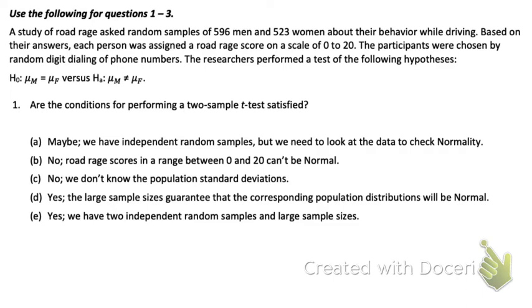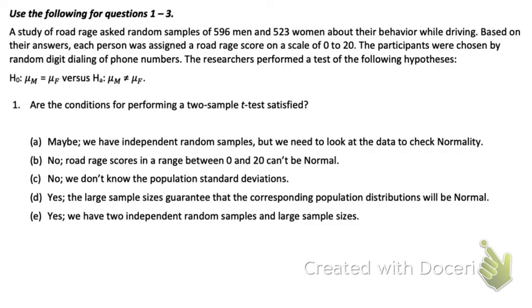A study of road rage asked random samples of 596 men and 523 women about their behavior while driving. Based on their answers, each person was assigned a road rage score on a scale of 0 to 20. The participants were chosen by random digit dialing of phone numbers. The researchers performed a test of the following hypothesis. The mean for the males equals the mean for the females versus the alternative that the mean for the males does not equal the mean for the females. Are the conditions met for performing a 2-sample t-test?